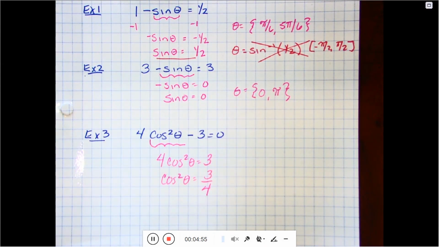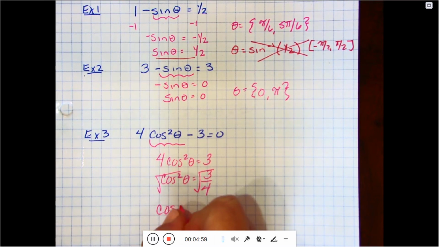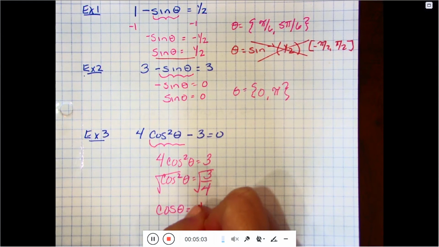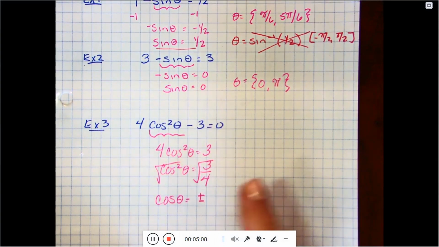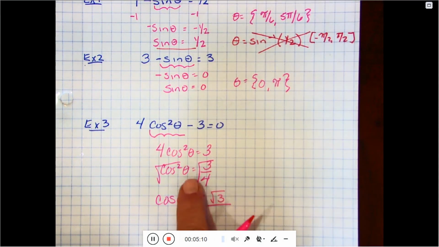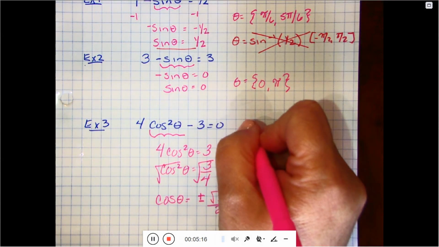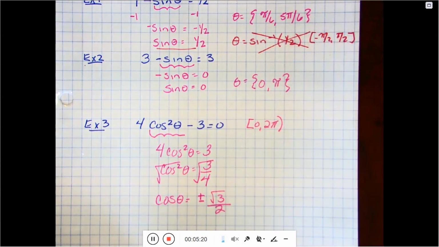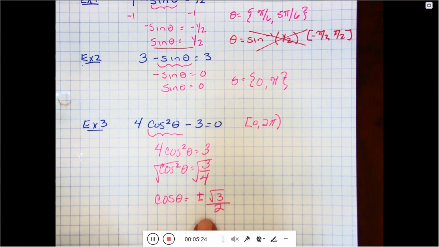And then I'm going to square root both sides. But remember, and this is the thing that most people forget, when you square root both sides of an equation, you always need to put plus or minus. And I'm going to break this up into the square root of 3, and then the square root of 4 is 2. So now I'm looking for all of the angles, and remember the directions are going to say between 0 and 2 pi, all the angles between 0 and 2 pi that satisfy this equation.